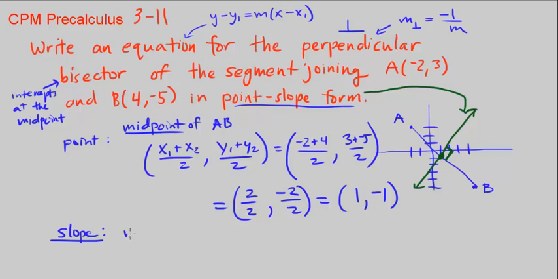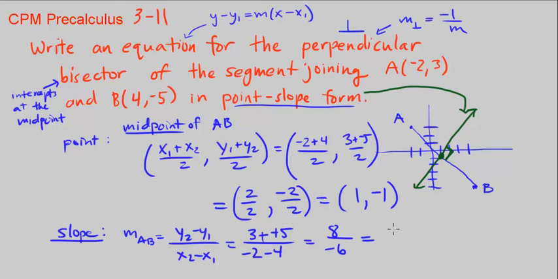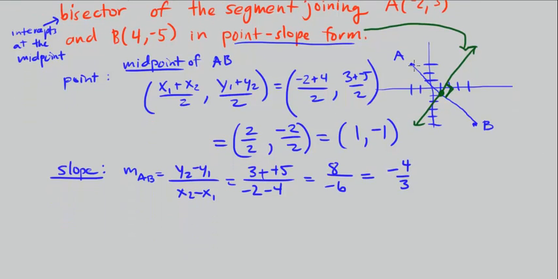Our slope, remember, is going to be the negative reciprocal of the slope of this line. Well, what is the slope of segment AB? We know that's the change in y over the change in x. Right, so we can go ahead and solve that. Well, the change in y, 3 minus -5, the y values, divided by the x values, -2 minus 4. So this, remember, becomes positive. So this is 8 over -4 minus 2 is -6. We can simplify that, and that's -4 over 3. So that's the slope of segment AB.